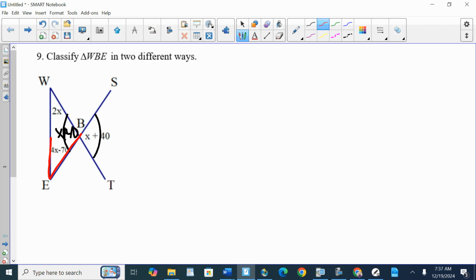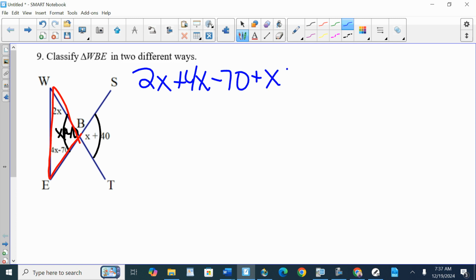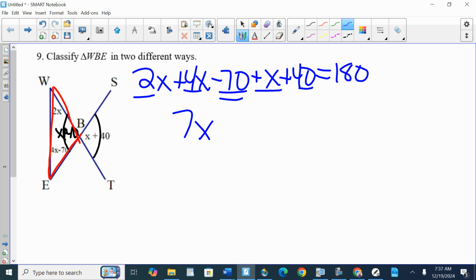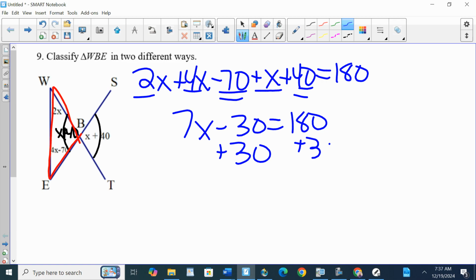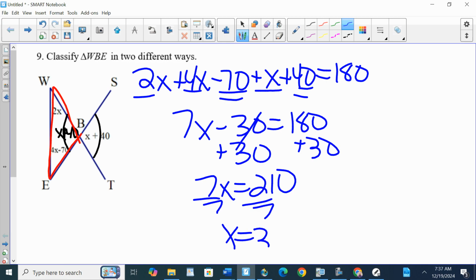Now I have the angles of a triangle. I know the angles of a triangle add to 180. So 2x plus 4x minus 70 plus x plus 40 equals 180. From there, I combine like terms. That's 7x minus 30 equals 180. I do the algebra, plus 30 plus 30. 7x equals 210, divide by 7, divide by 7, x is 30.